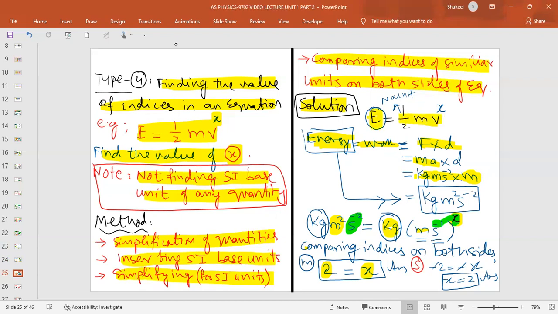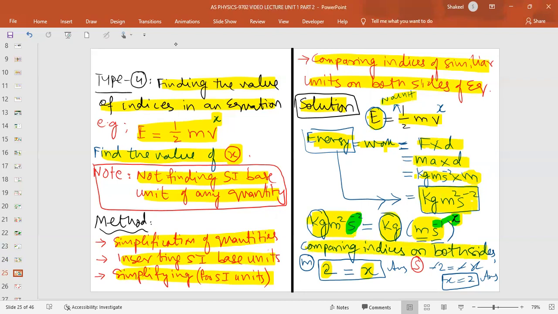Energy is half mv^x. Energy is actually work, which is F into D, which is MA into D, and this is the unit of energy or work, which is kilogram meter square per second square. So just put it there in place of energy. Half, or 1 over 2, has no unit, so you can ignore the number. Mass has a unit of kilogram, velocity has a unit of meter per second, and x is its index.